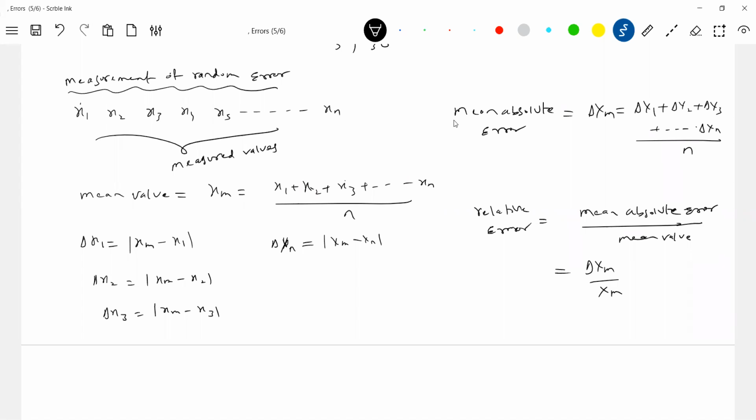So like this we define. Random error I'm able to express in terms of either the mean absolute error or the relative error. Percentage error means multiplying by 100 to get the percentage error. So like this, I'm able to express the random error. I brought some quantities to express the measurement of random error.